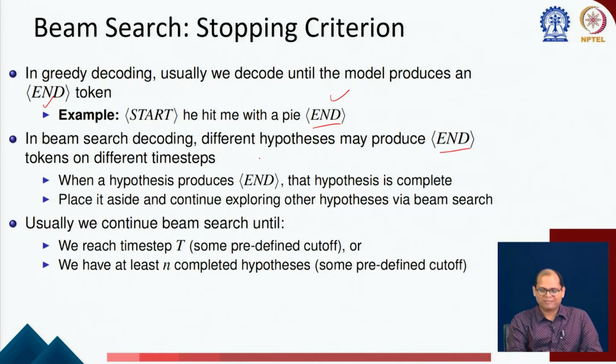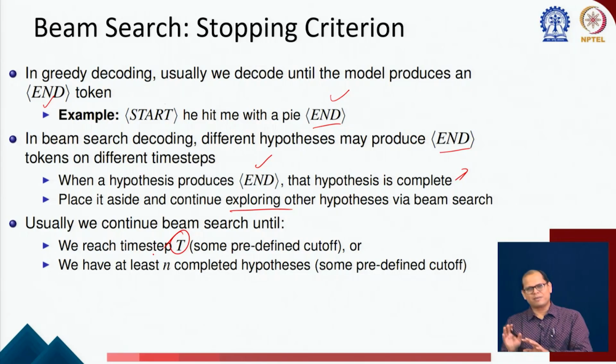Whenever I have got an EOS, that hypothesis is complete. So, what we will do is place it aside, because we cannot generate the next word from here, and we continue exploring other hypotheses by beam search. Usually, we continue this search until either we have reached some time step, say I will not go beyond time step 10, or we have at least n completed hypotheses. That may be some predefined cutoff. Any of these I can do to stop my beam search.